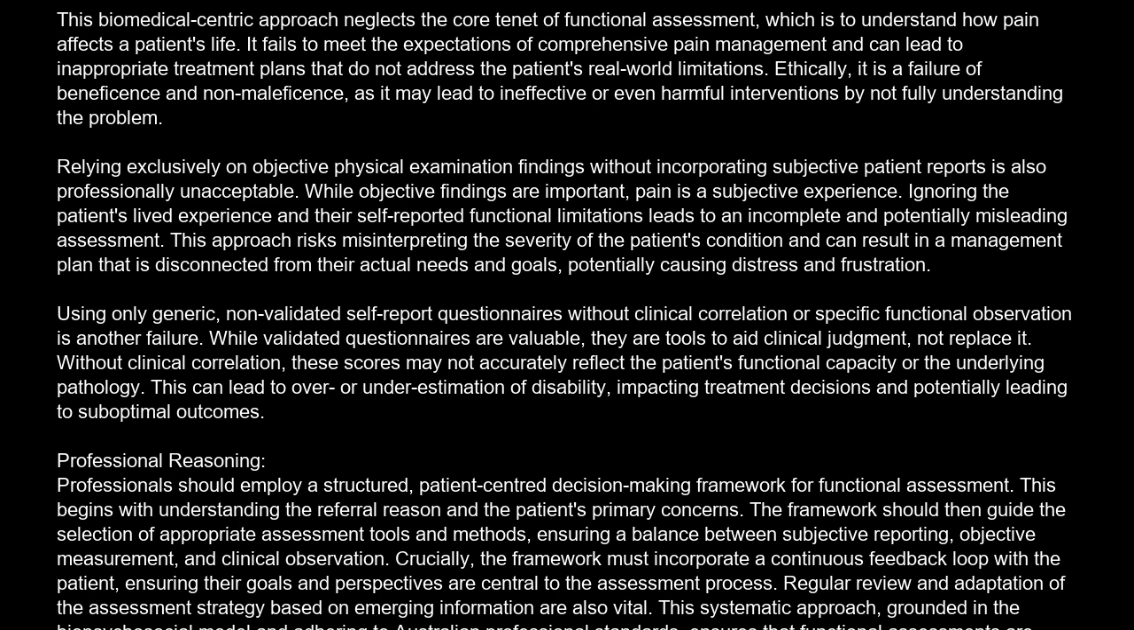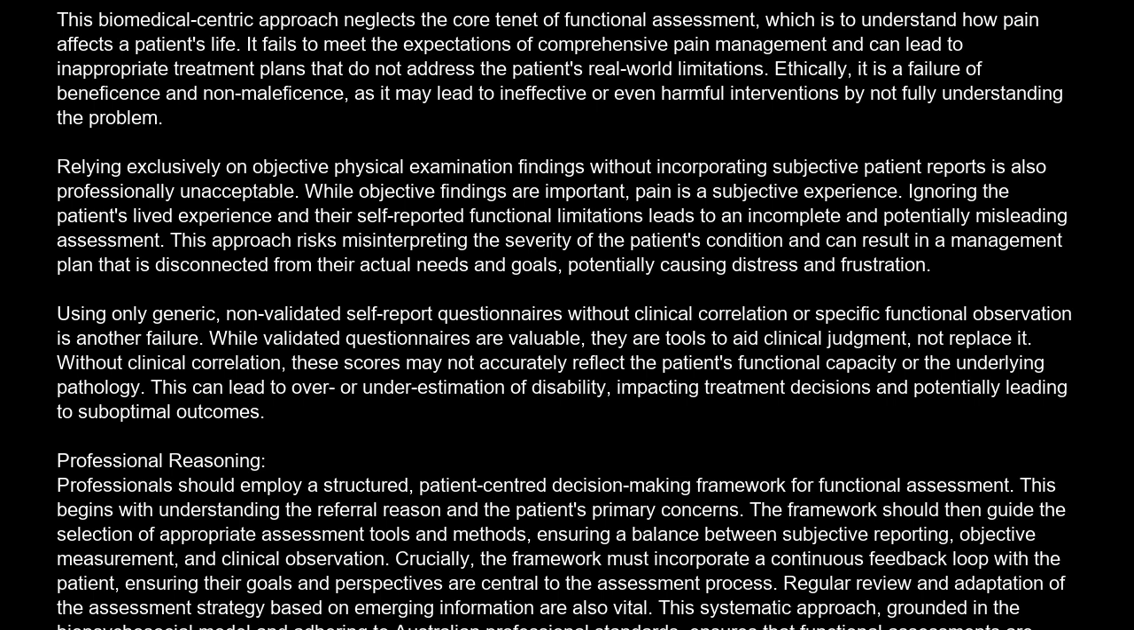Using only generic, non-validated self-report questionnaires without clinical correlation or specific functional observation is another failure. While validated questionnaires are valuable, they are tools to aid clinical judgment, not replace it. Without clinical correlation, these scores may not accurately reflect the patient's functional capacity or the underlying pathology. This can lead to over- or underestimation of disability, impacting treatment decisions and potentially leading to suboptimal outcomes.